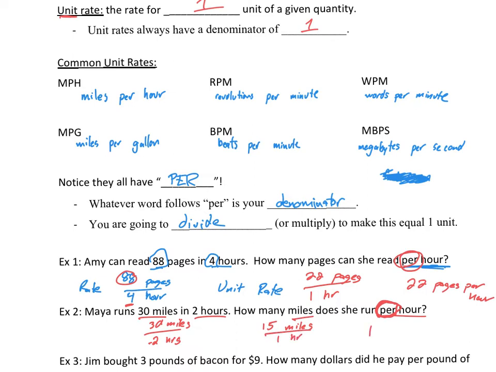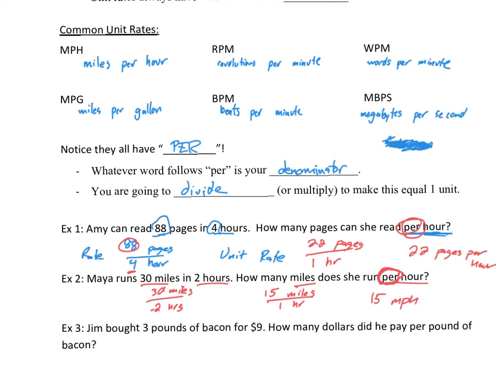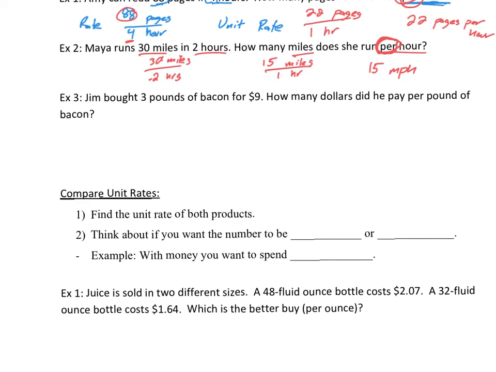Or better yet, 15 mph. Looking back to our common unit rate above. Okay, another example. So I'm trying to mess with you a little bit. Jim bought 3 pounds of bacon for $9. How many dollars did he pay per pound? Don't just do 3 divided by 9.